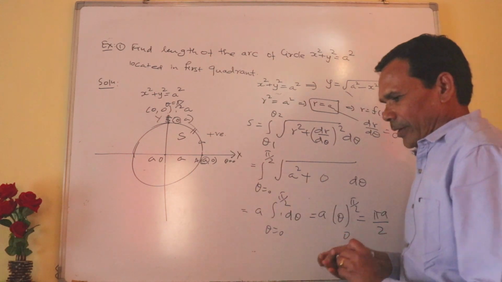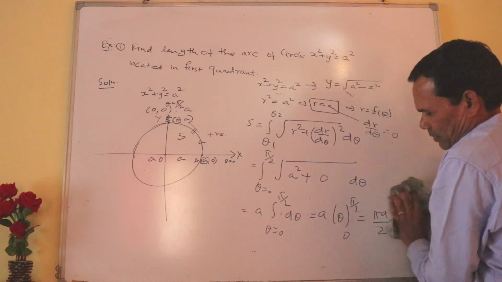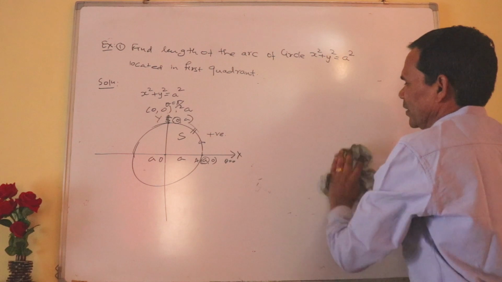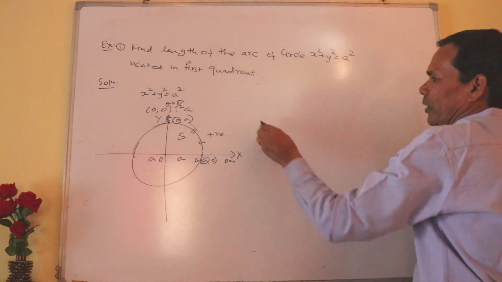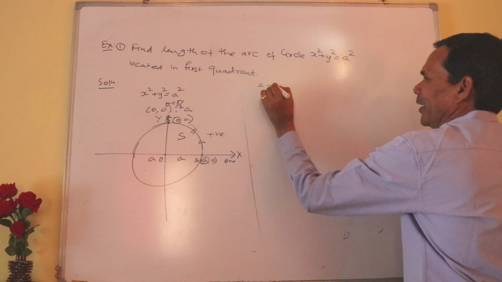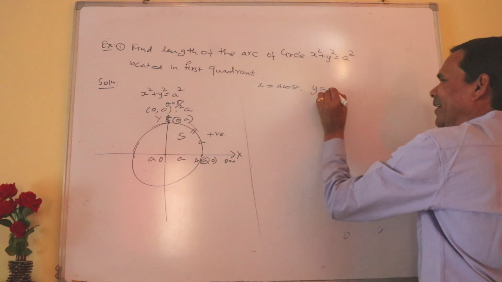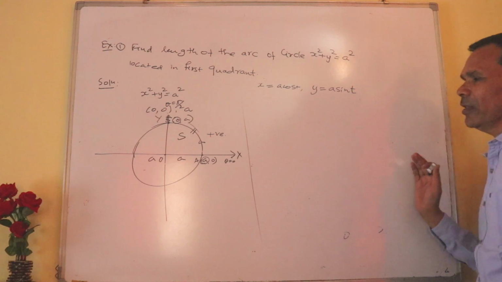Similarly, you can solve this problem by parametric also. The answer would be same. If you take in the exam, you need to solve by any one of the methods. So in the parametric form, if I take x is equal to a cos t and y is equal to a sin t as parametric equation of the circle.